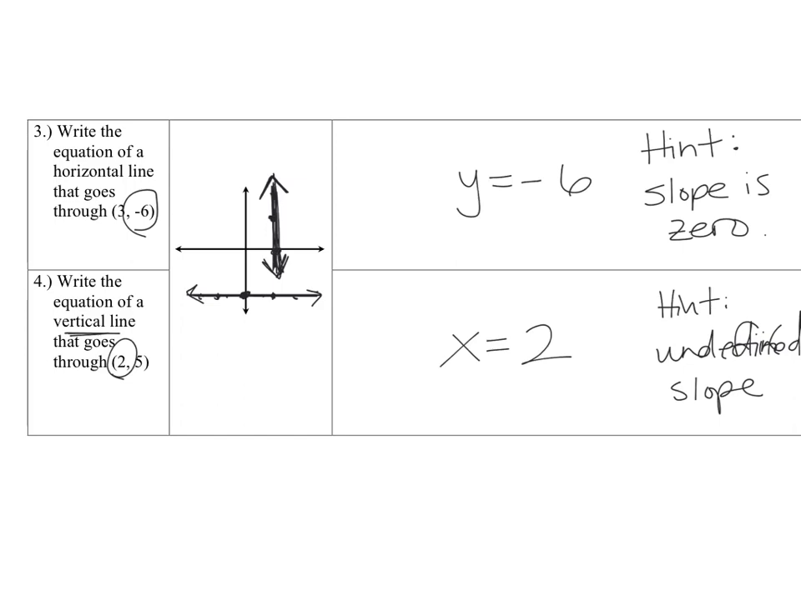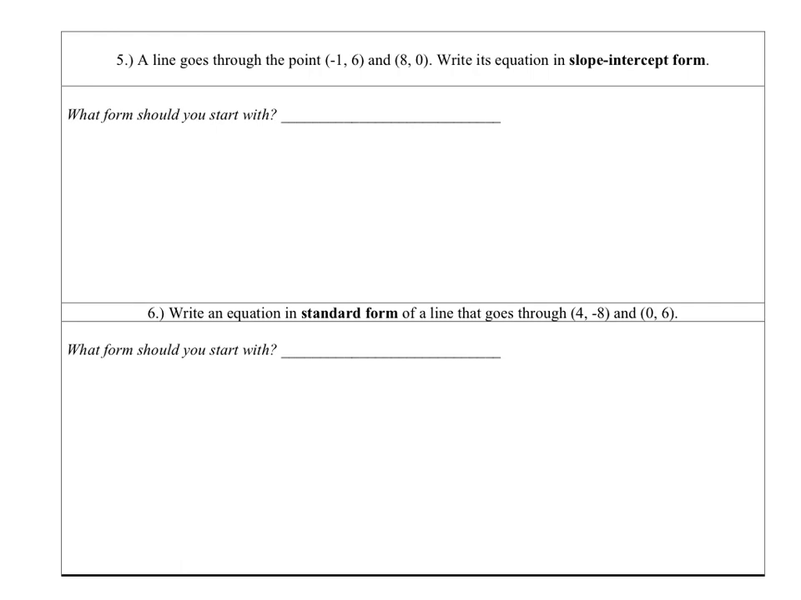All right, let's try the next 2. Now, the equations that you're going to be given for problems would be like questions 5 and 6. It says a line goes through the points (-1, 6) and (8, 0). Write its equation in slope-intercept form. So remember, slope-intercept form is y equals mx plus b, right? Now, we don't have the slope in this problem. We also don't have the y-intercept. So slope-intercept form would mean that I need the slope and the y-intercept. I don't have either one of those things.